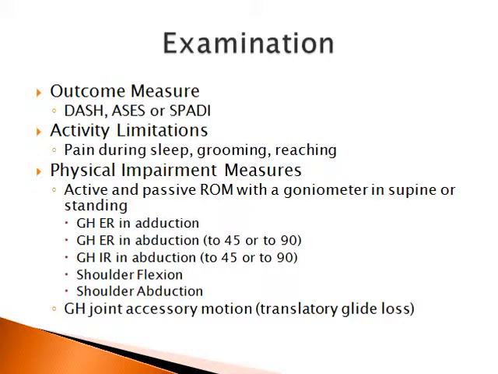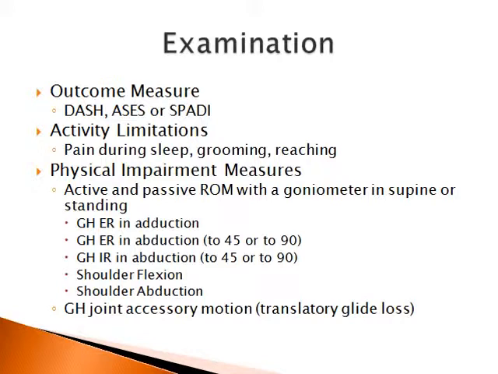So when we do our examination with these patients, the outcome measures found to be appropriate for this patient population are the DASH, the ASDS, and SPADI. You want to report on their activity limitations, which are usually pain during sleep, grooming, and reaching.